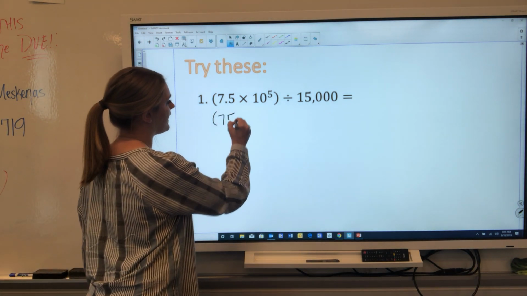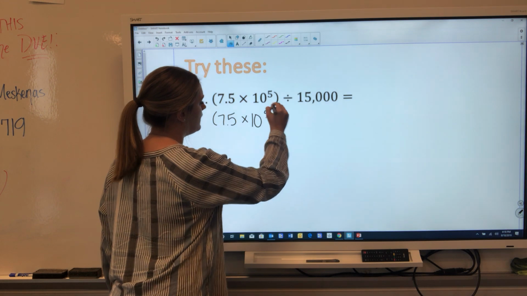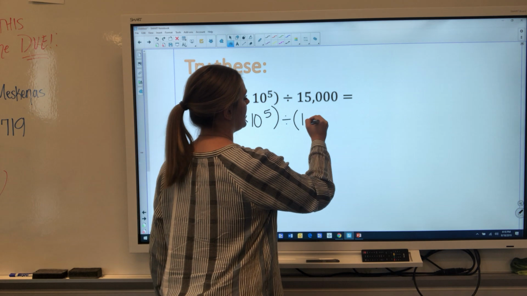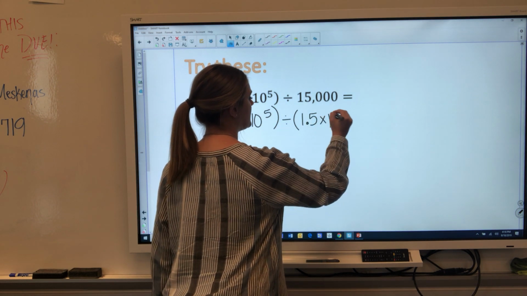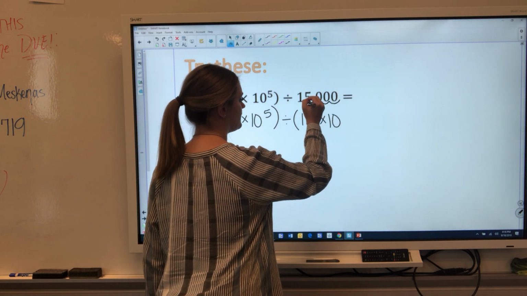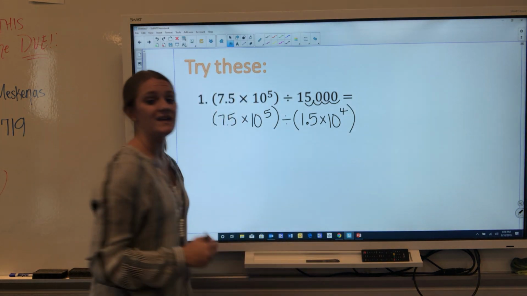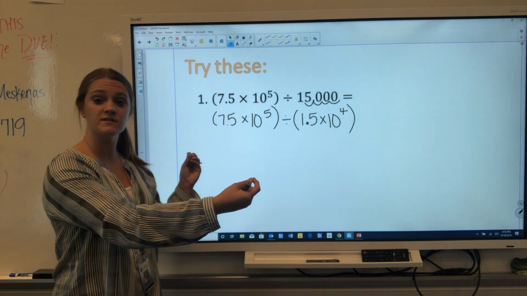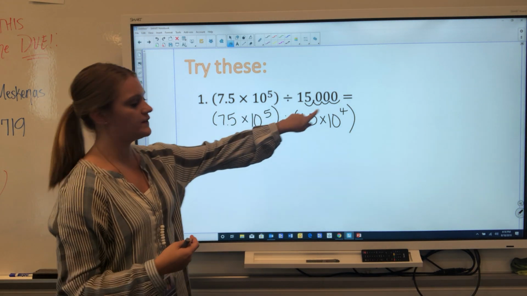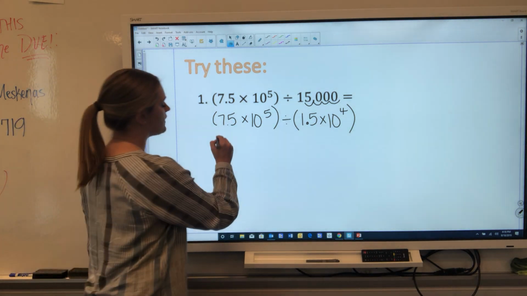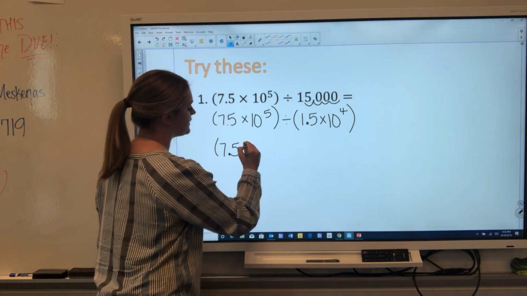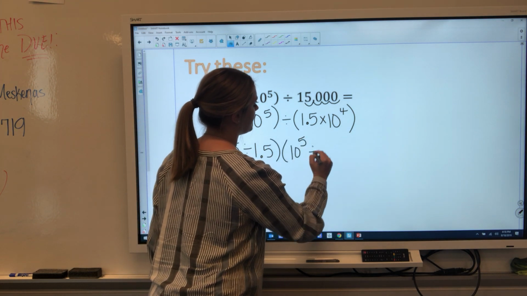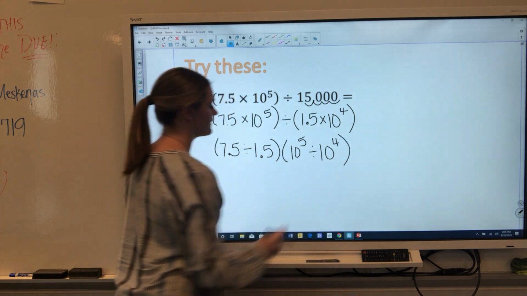Let's do 7 5/10 times 10 to the 5th power. And we're going to actually divide it. We're going to rewrite this in scientific notation. And it would be 1.5 times 10. Let's double check. 1, 2, 3, 4 to the 4th power. Now I can rearrange my division sentence to divide my coefficients and divide my powers of 10 because now I do have a coefficient and a power of 10. All right, so I have 7.5 divided by 1.5. Multiplied by 10 to the 5th power, divided by 10 to the 4th power.